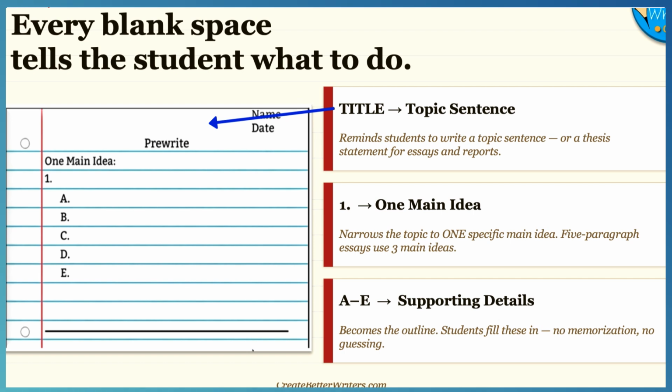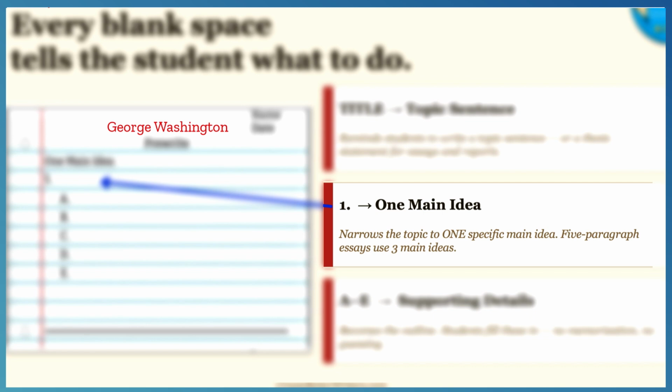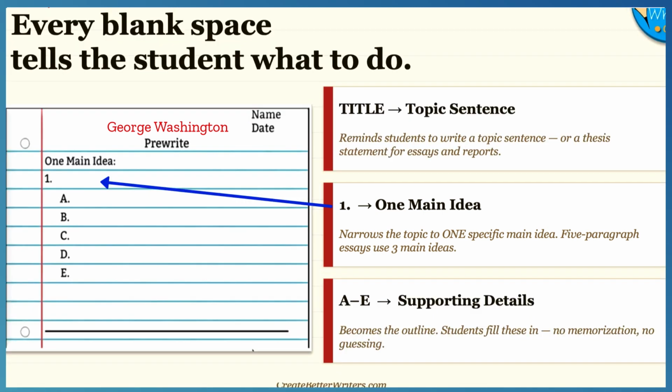So they put the title, and now they're looking for the blank space number 1. So next to number 1, they know, okay, there's the title. Now I need to think of one main idea, one specific main idea about that. They're going to start collecting details about that topic. And when they see one specific main idea about that topic, they know, oh, I have enough to write a paragraph about that. So they write either a phrase or a sentence that explains what is the one main idea that I could write several sentences about.